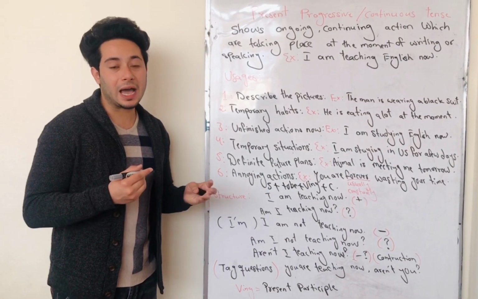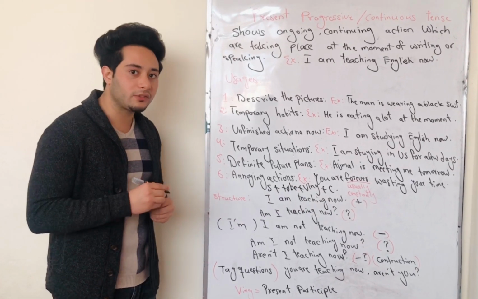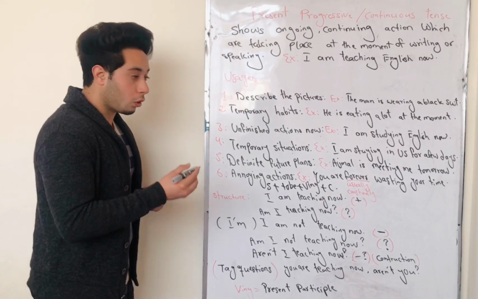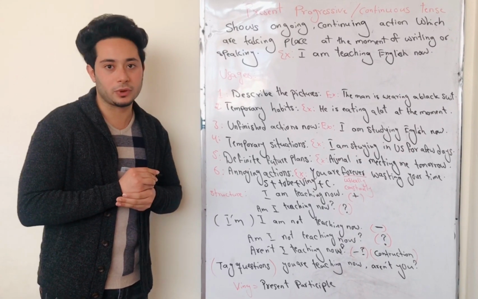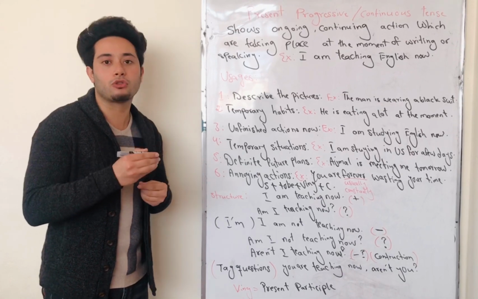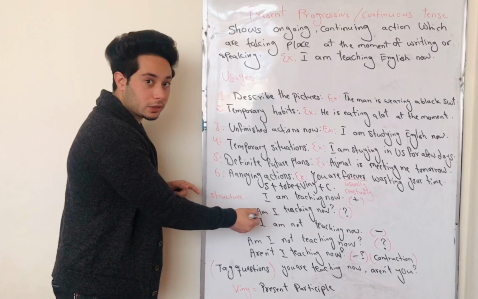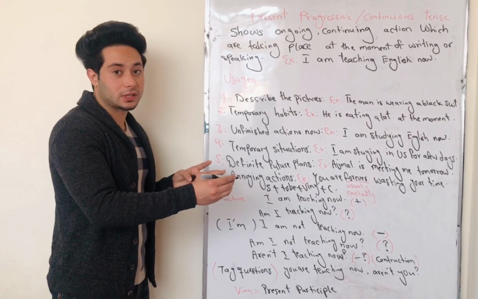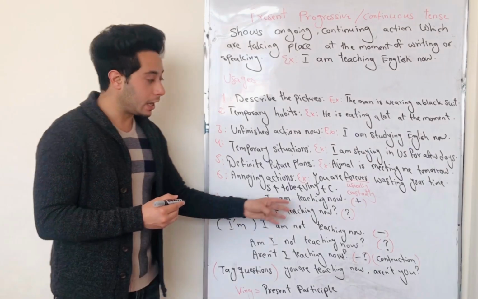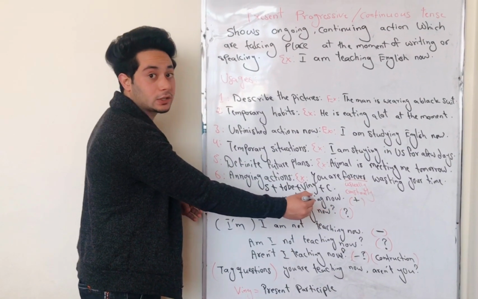For example, I'm teaching now. If you want to change this affirmative structure to interrogative structure, you only replace the subject with the to be verb. It means you need to place the to be verb at the beginning of your sentence. For example, we used am, so we need to use am at the beginning of our sentence to change our assertive sentence to interrogative form. For example, am I teaching now? And do not forget to use a question mark at the end of your interrogative sentence.